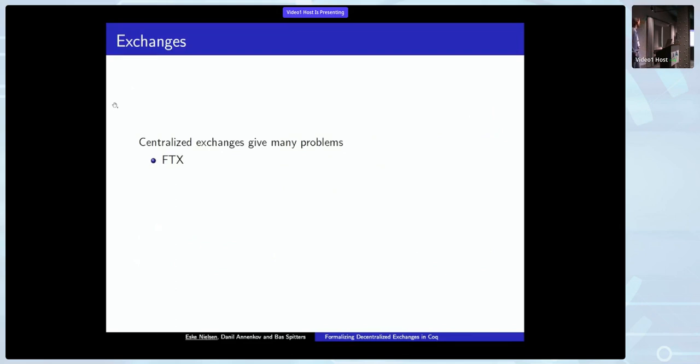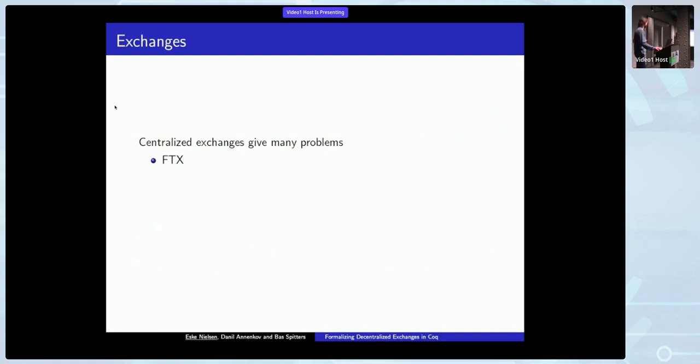So you probably all know what a centralized exchange is. You use it every day, like your bank when you use your credit card in a store. But centralized exchanges can give many problems. Many of you have probably heard of FTX and probably know how bad that went. So I probably don't need to say much more about why it's a bad idea.